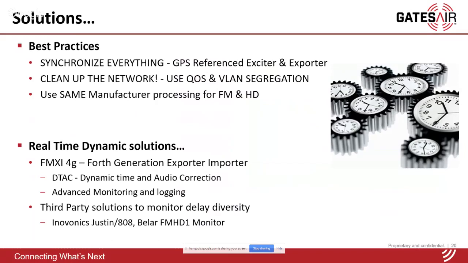So some of the best practices we can follow are keeping everything synchronized to GPS, cleaning up the network and segregating the network where possible, especially the network segment where the E2X comes from the exporter to the exciter, and making sure that's on a reliable and good network selection. The other dynamic solutions are using products like the FMXi with the tuner built in and the DTAC being able to monitor those in real time and correct them, as well as some other third-party solutions that do that, such as the Inovonics Justin, the Bell R, which the FMXi supports, can also do those things.